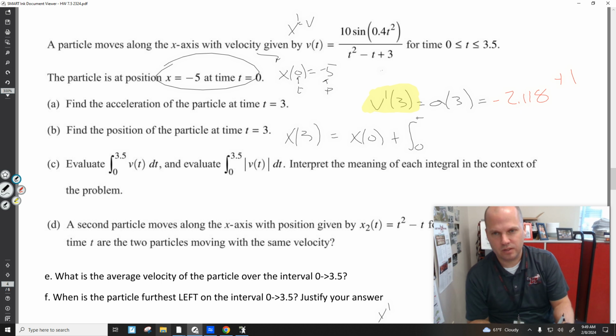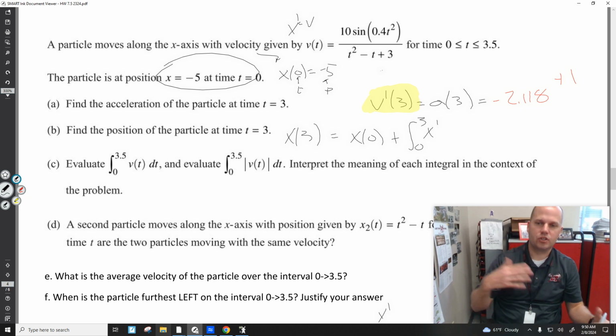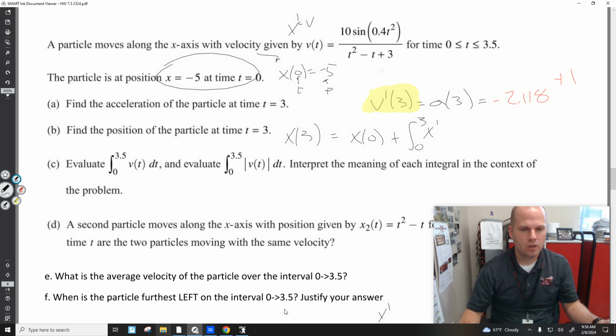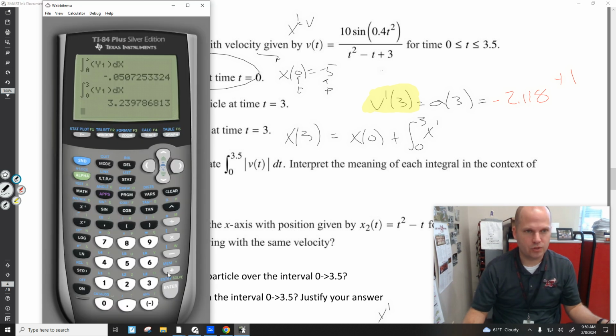Okay, so remembering that, your position at time 3, I could just take my starting position and add my displacement over that interval, the change in my position, the accumulation of my derivative over the interval. And that's what I would do. I would just add it to -5, and I win.